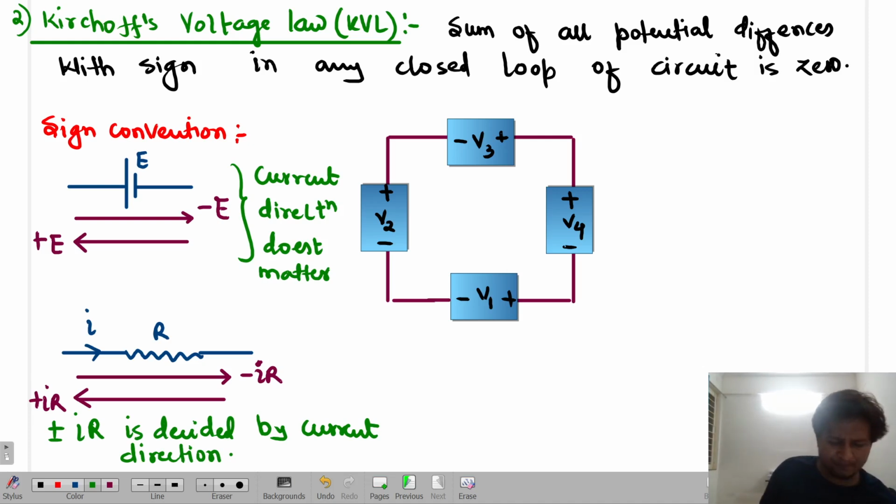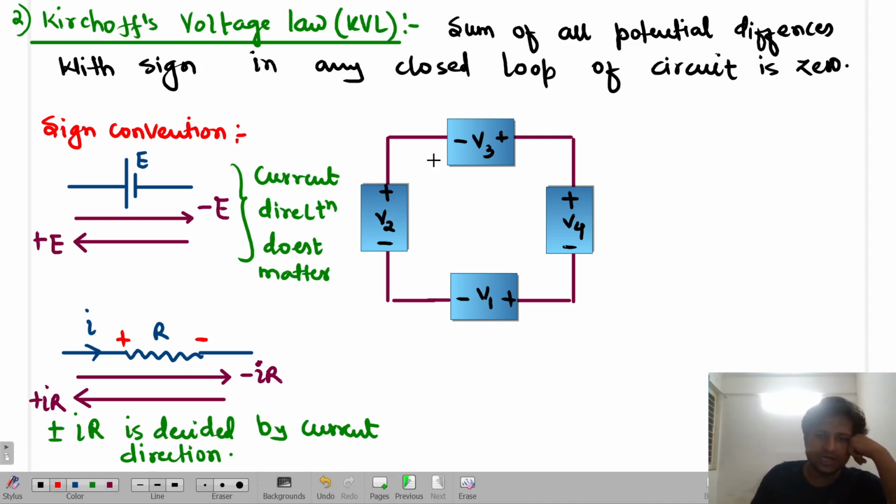So now look over here. With this sign convention, when I move from positive to negative, I have to consider negative. When I move from negative to positive, I have to consider positive, isn't it? And in the same direction of the current, it is minus IR, and opposite to it, plus IR. Because if this is where current is incoming, then this is plus and this is minus. Are you able to get me?